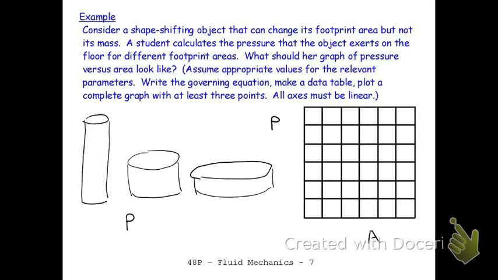I say pressure is equal to force per area, and my force is equal to mg. So, m's a constant, since the object can change its footprint but not its mass. It stays on the Earth, so g's a constant. So I can say that's mg, my little constant, times 1 over A. And if you look at that, can you see what the relationship between P and A would be?